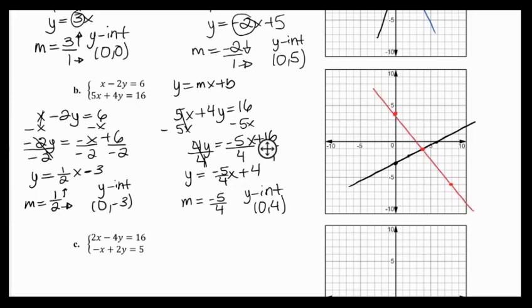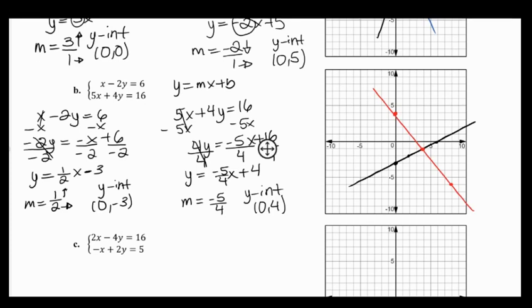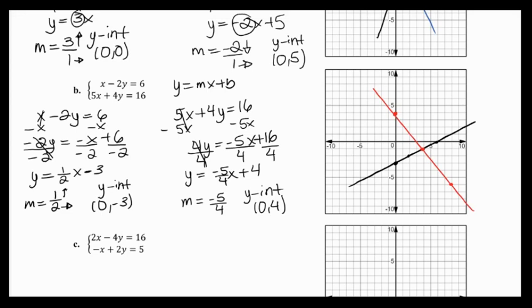So where my points are intersecting, that's going to be my solution. Okay. So my solution is right here. So it looks like it's 1, 2, 3, 4, and negative 1. So my solution is going to be 4, comma, negative 1.